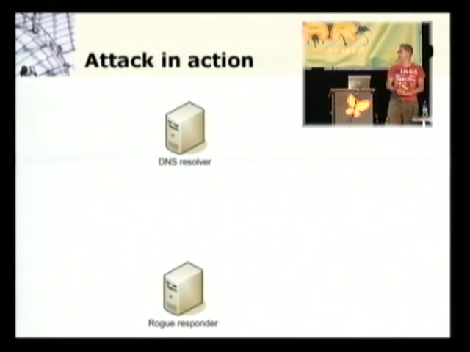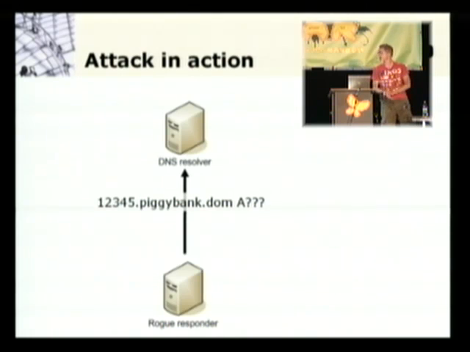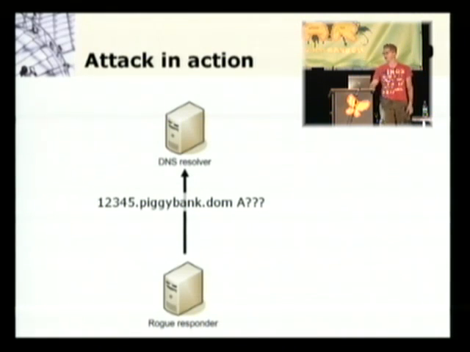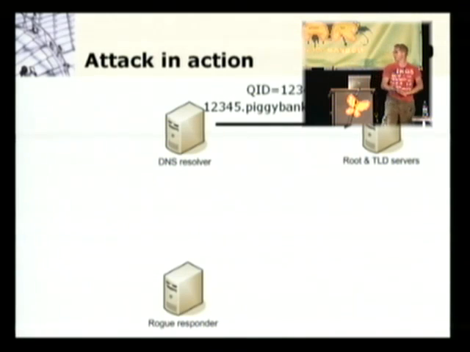So how can I attack this? Well, I'm now going to show you the Kaminsky attack in action. I have a rogue responder somewhere, and it's going to query a vulnerable resolver by asking it for a name that it knows will probably not be in the cache. So it's going to ask for a nonsense host name, 12345.piggybank.domain. What the resolver will do is send a query to the root server and then on to the top-level domain servers, etc., to find out if they can help it along to find the answer for what is the address of 12345.piggybank.domain.